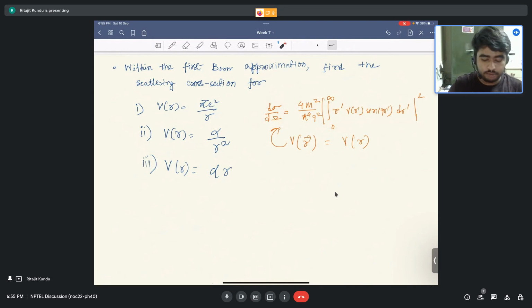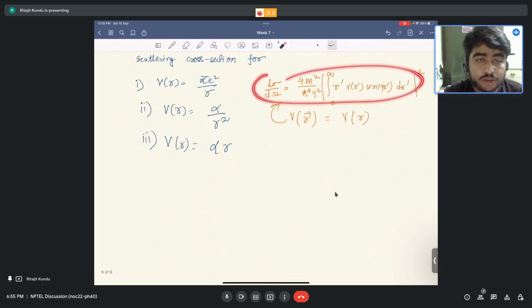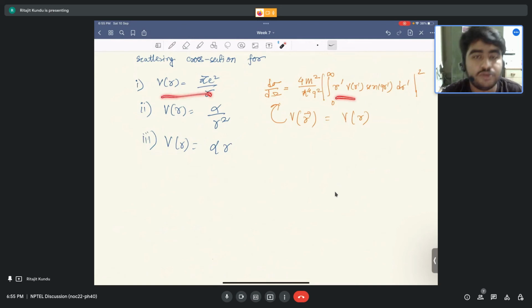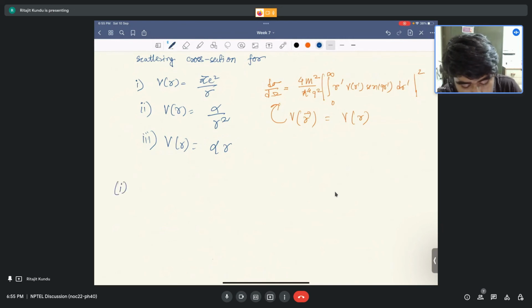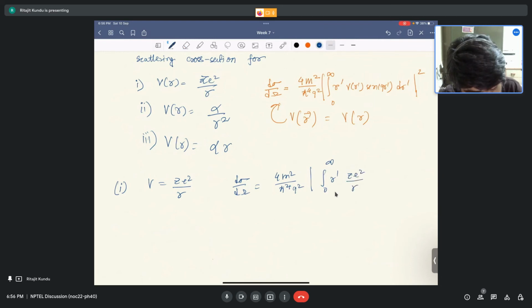Now let me illustrate some examples of how you can do that. We will be using this formula throughout, plugging in these functions and doing the integration. Let us do the first one. V is just Z e square by R. So dσ/dΩ is 4m square over h bar to the power 4 q square, and then I have to do the integration from 0 to infinity of r prime, Z e square by r prime, sine q r prime.